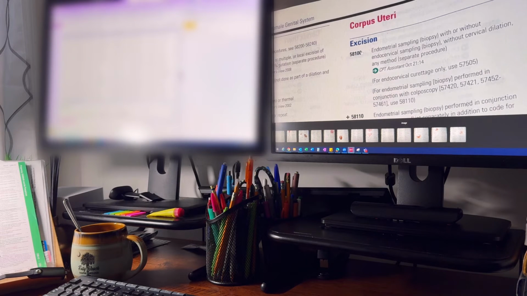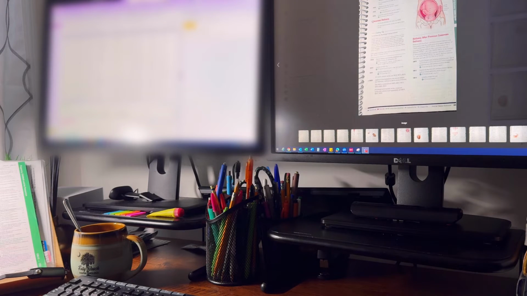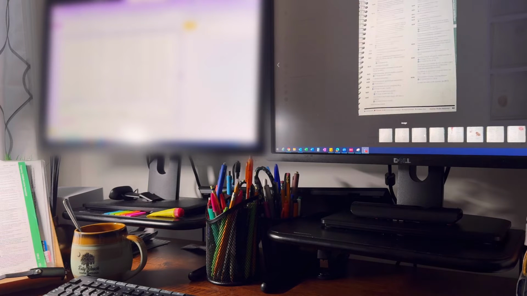I don't have that picture in my book on my screen, so I wasn't able to show you guys that code. I only have the female genital system section here on my screen. I didn't take pictures of the integumentary system of my CPT book.